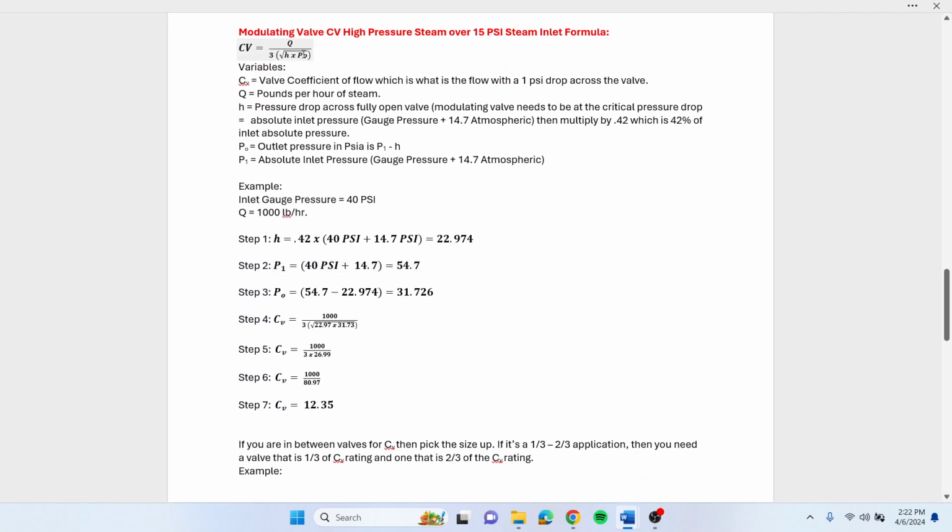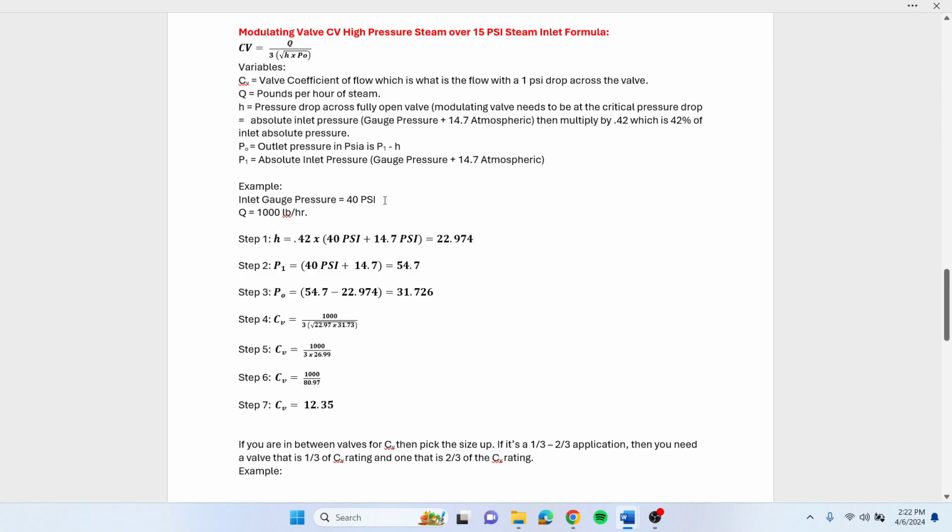High pressure steam complicates it just a little bit more. It's the exact same formula, but H is solved for differently. So this is where you come with this critical pressure drop. So the critical pressure drop is gauge pressure plus 14.7 atmospheric, and then you multiply that by 0.42, which is 42% of the inlet absolute pressure.